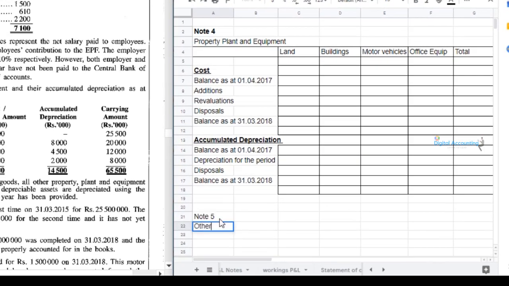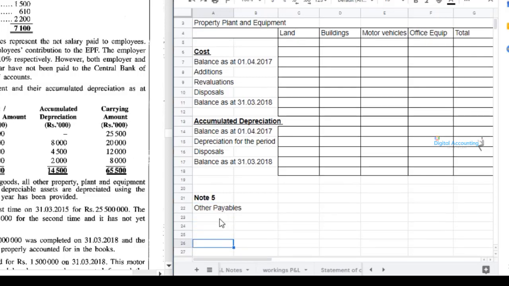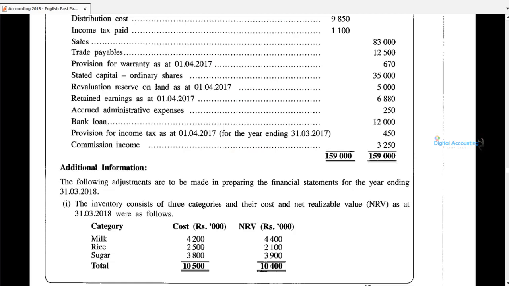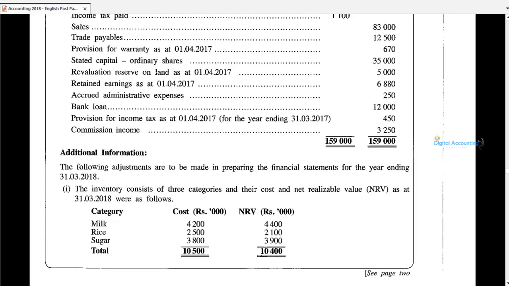Note 5 is for other payables. So we can leave some spaces. When it comes, we can write here. Read the additional information first. Once we finish all the additional information, we can come back to look into the remaining parts of the trial balance. So the additional information 1.